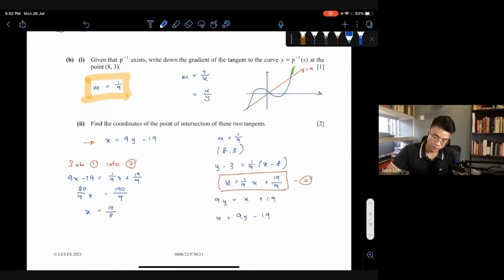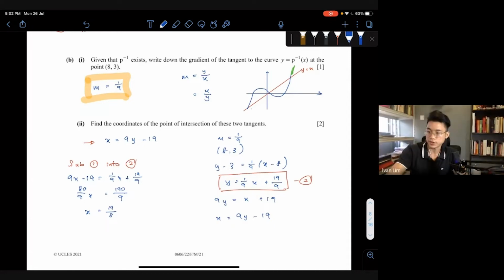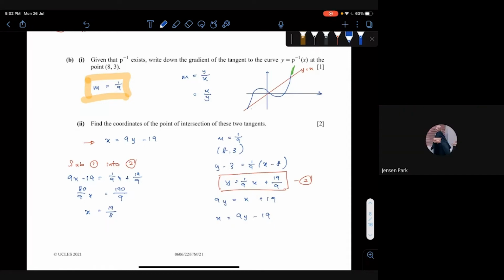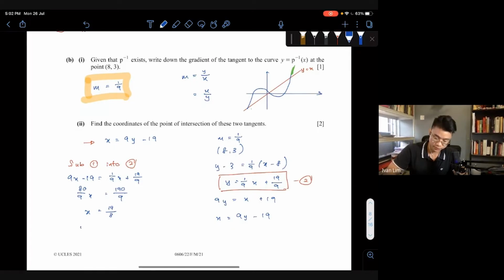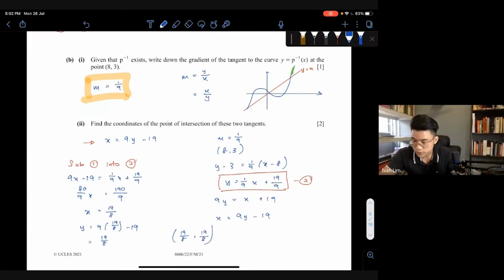So you see my one is a bit different. I don't know why I do until there. Okay, but then the answer is the same. Maybe yours might be better also. Y will be equal to 9 times 19 over 8 minus 19, which equals, what's the answer here? 19 over 8, since x is y, x equals y. Okay, hold on, let me see yours.